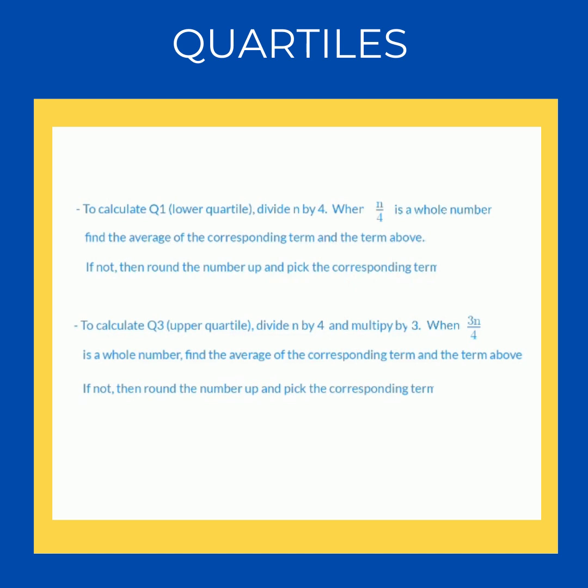Now, as for the upper quartile, Q3, I have to divide n by 4 and then multiply by 3. So if this answer is a whole number, then I have to find the average of the corresponding term and the term above. While if the answer is not a whole number, then I have to round up my answer and pick the corresponding term.